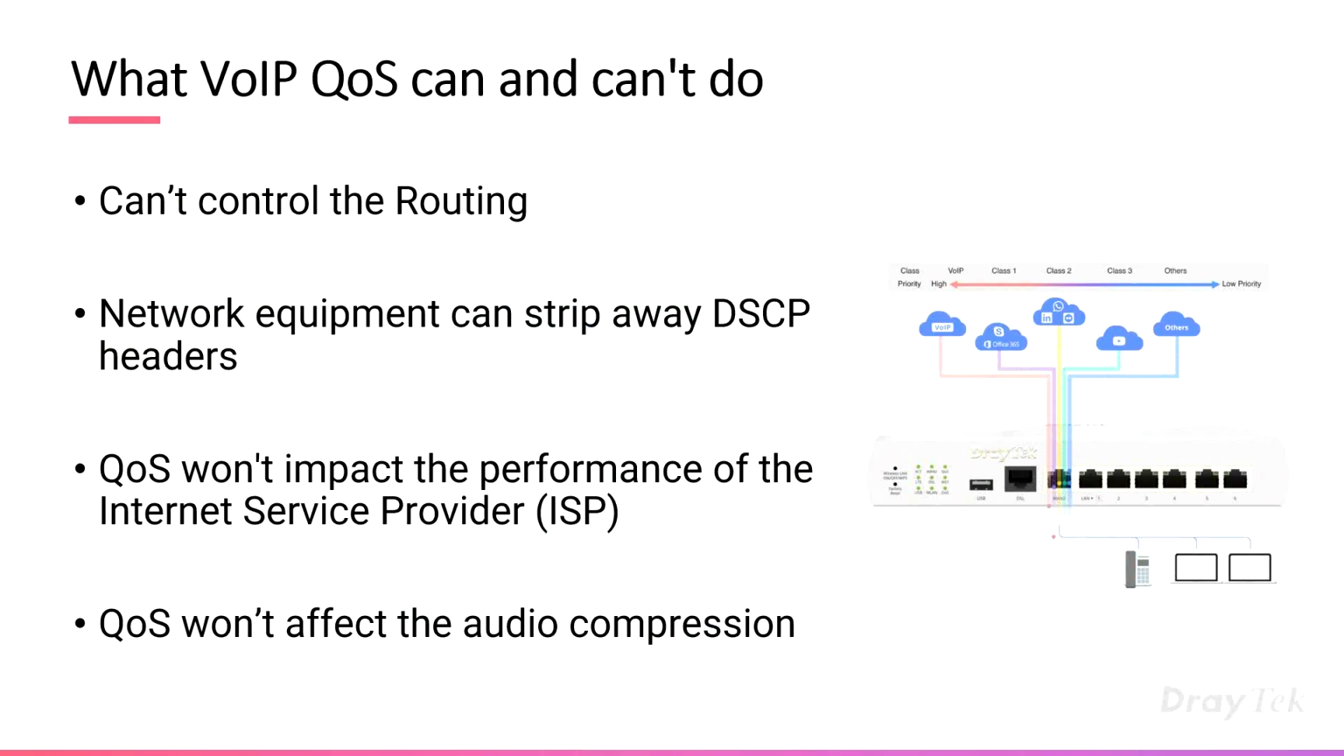What can VoIP QoS do and not do? Well, it can't control the routing. Obviously, even with best effort routing, quality of service is just one part of a broader set of systems that connect you to the phone system.